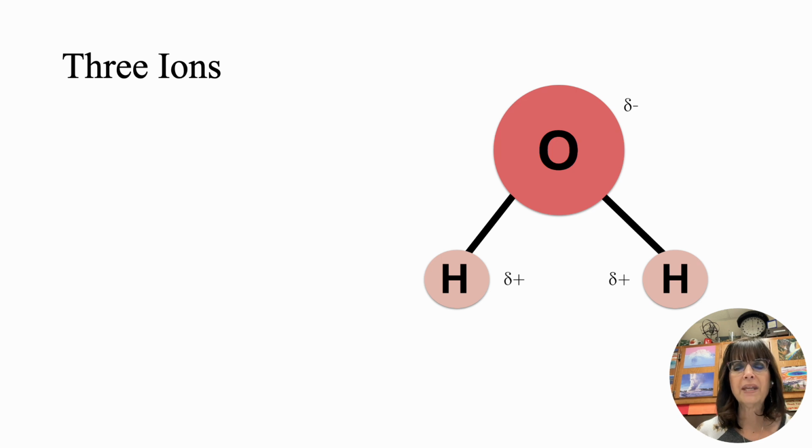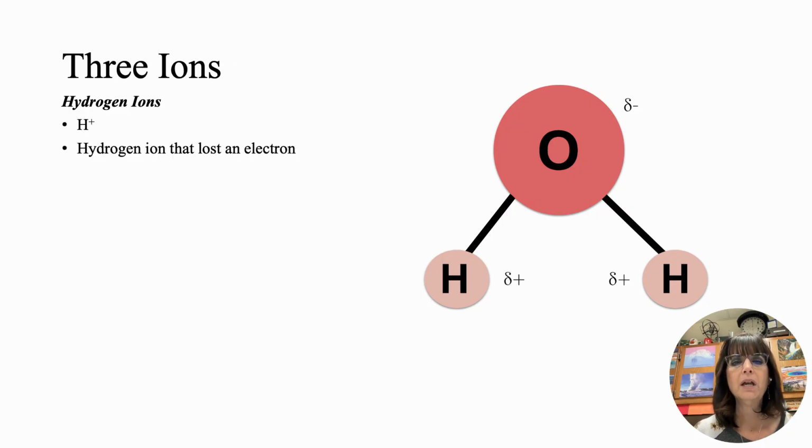In order to figure out if something is an acid or a base, you're going to have to look at how it breaks down. So first we have hydrogen ions. You're familiar with hydrogen ions. It's just an H+, okay? It's a hydrogen that lost an electron. We also call these protons because when hydrogen loses an electron, what's left? A proton. If you make H+, if something breaks down into H+, it's acidic. So H+ go with acidity, okay?